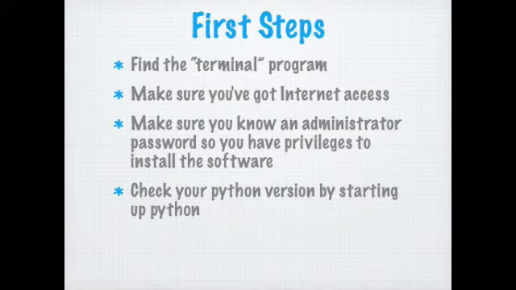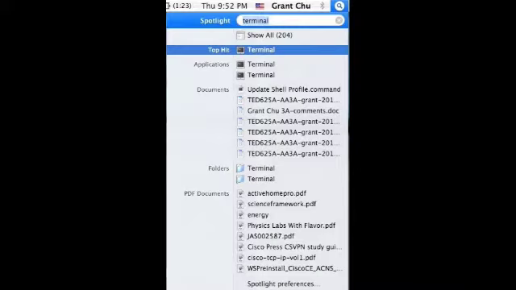So your first step is to find the terminal program. With that, you use the search tool up in the upper right hand corner of your Mac. Type in terminal. It'll show you where the terminal program is. Double click that and you've got it. Then you go use a browser. Here's us looking at the terminal program.